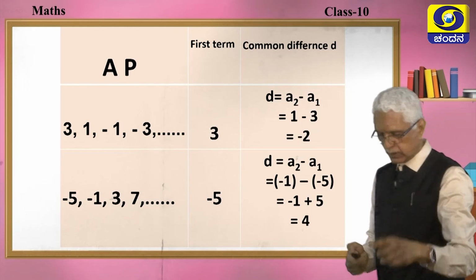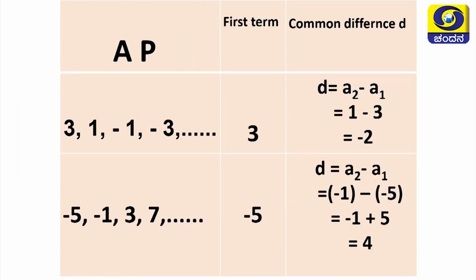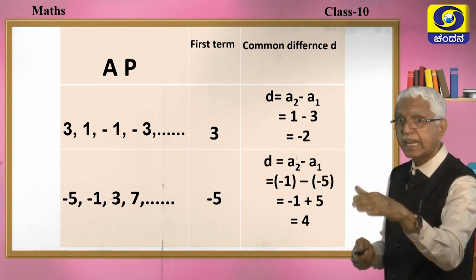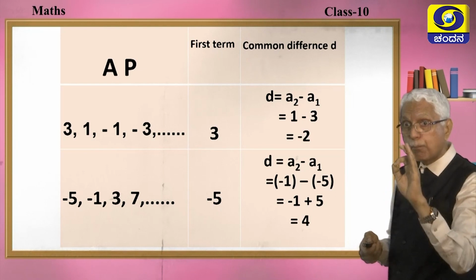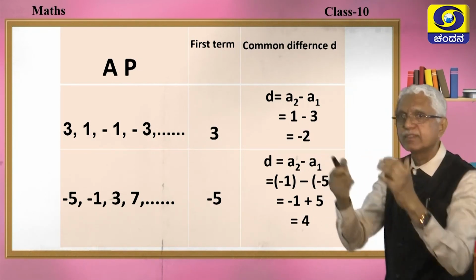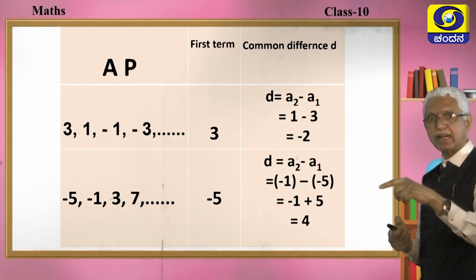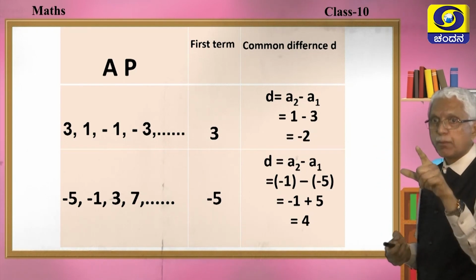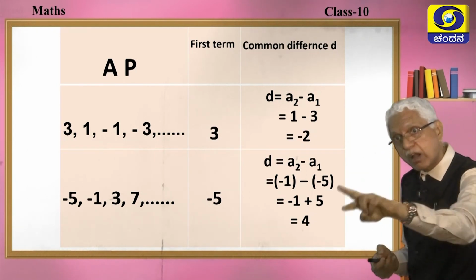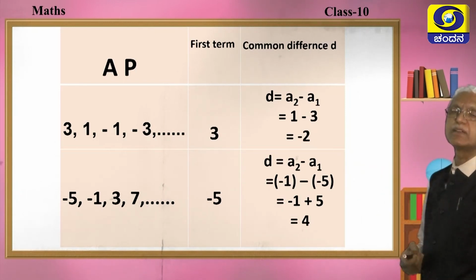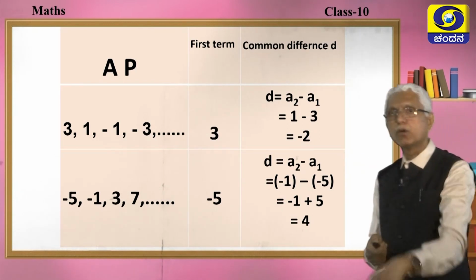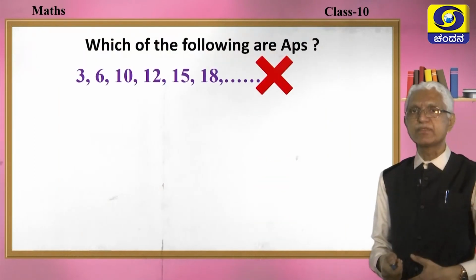Okay. I will move to the second example. Minus 5, minus 1, 3, 7, right? How will you find the common difference? Second minus first. Second one is minus 1. Minus 1 minus of minus 5. You understood why I have to put a bracket there? Because they are negatives. Minus 1 minus of minus 5 becomes plus 5. Minus 1 plus 5 is 4. So, the common difference is 4. So, this is how you can find out the common difference for a given AP.